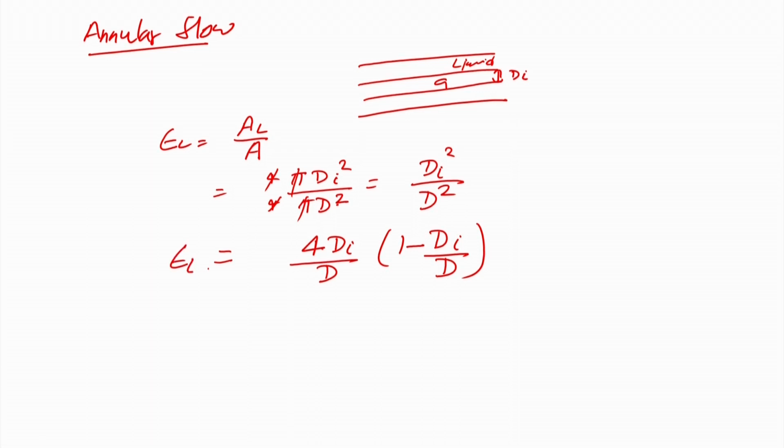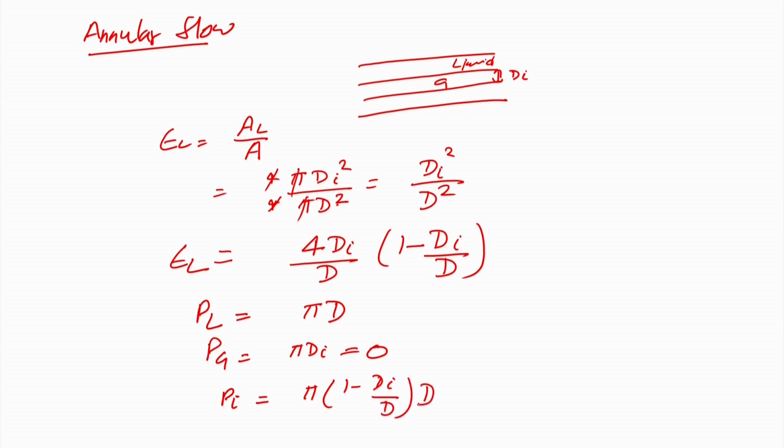This is very small trigonometry, so I am not solving it. With just a small pen and paper work, you will be able to calculate all this. Similarly, PL will be the outside perimeter, that will be pi d. The PG value will be pi di. Some books say the PG value will be 0, because in annular flow the gas thickness is very small compared to the liquid thickness, so we can easily neglect the PG. And Pi will be pi times 1 minus di upon d.